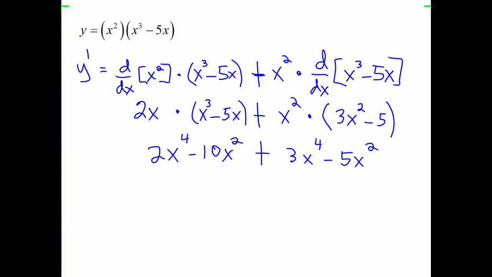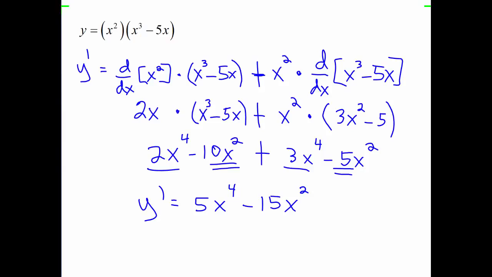And now we need to combine like terms. These are like terms right here, that gives us 5x to the fourth. And then these are like terms right here, that will give us negative 15x squared. So the derivative, y prime, is equal to 5x to the fourth minus 15x squared.